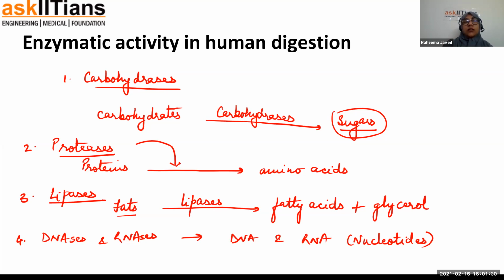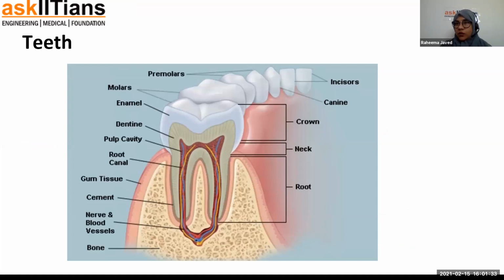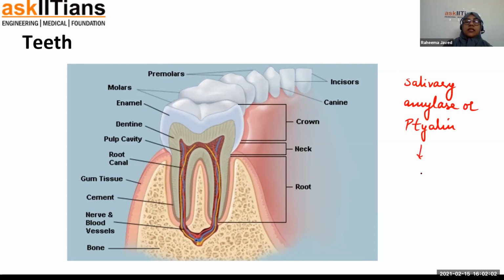So let's continue with the mechanical digestion part where teeth are involved. Teeth are very important because they basically break down the large particles of food and they also help in mixing the food with the saliva. Saliva contains an important enzyme, which is salivary amylase, also known as ptyalin. Salivary amylase basically acts on starch. 30% of starch is digested in the mouth only by the action of salivary amylase.